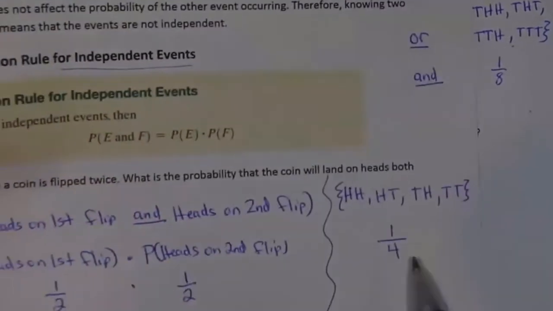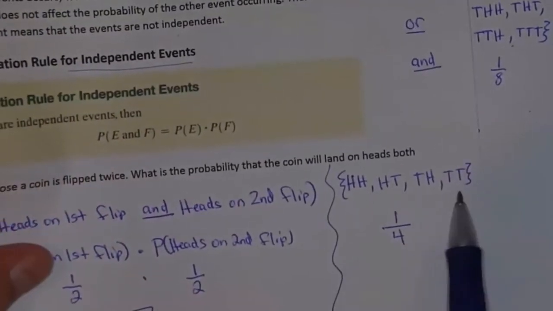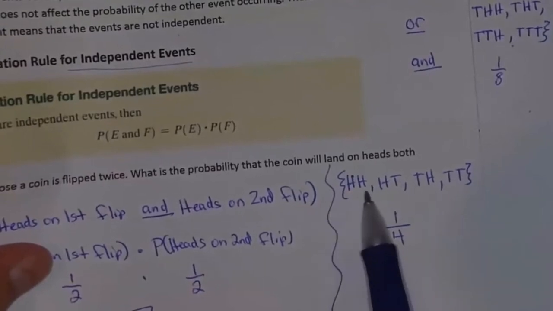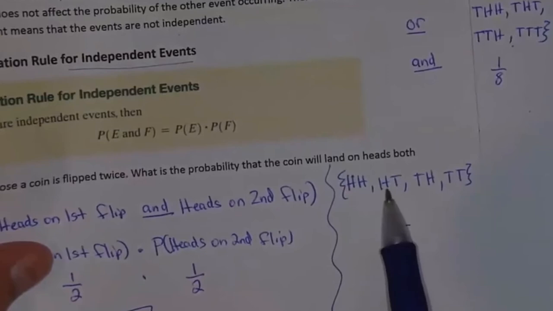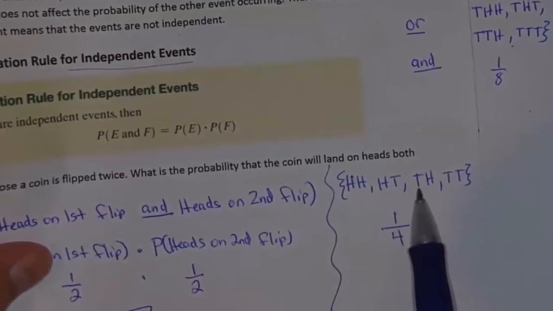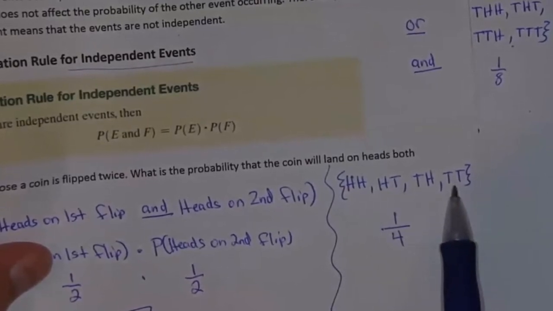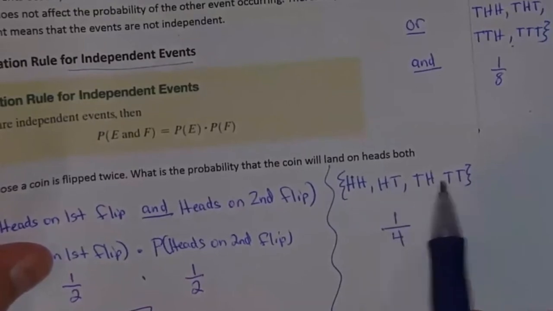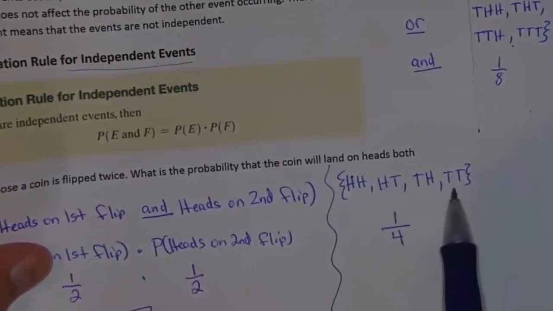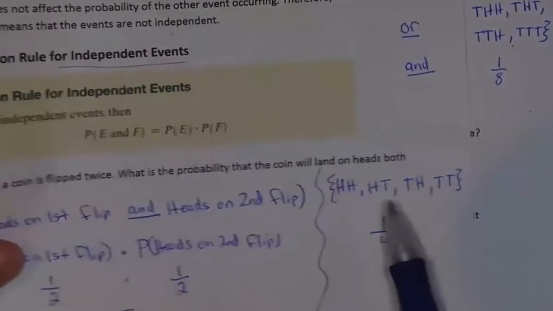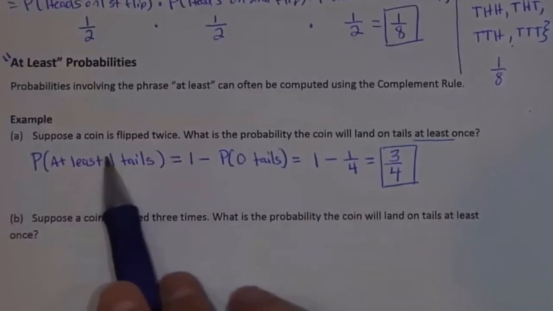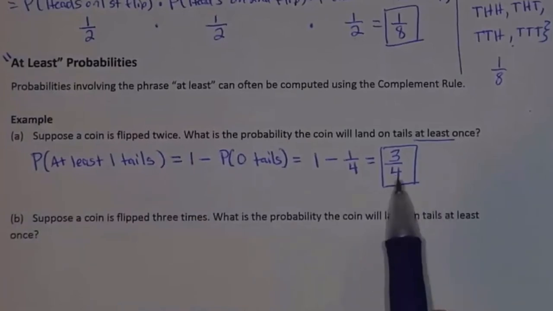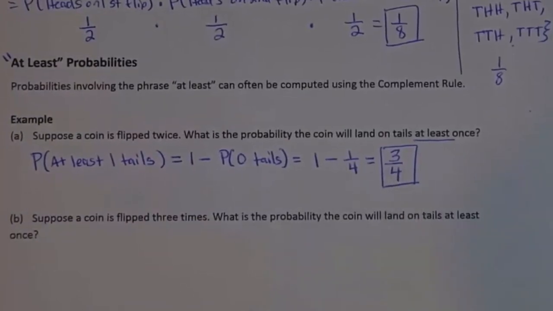Now again, I could also figure out this probability by looking at the sample space. So this was the sample space. So at least one tails, this has at least one tails, this has at least one tails, this has at least one tails. So there are 3 ways to get at least one tails, only one way to get no tails. That probability is 3/4. This complement rule, though, allows me to figure out this probability without having to list the entire sample space. That's the benefit of it.